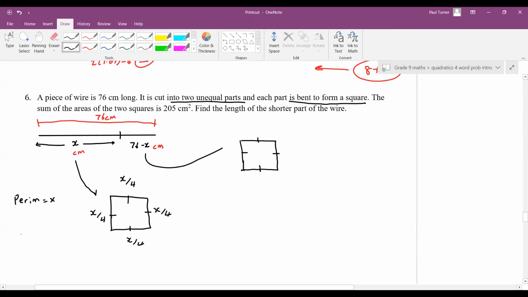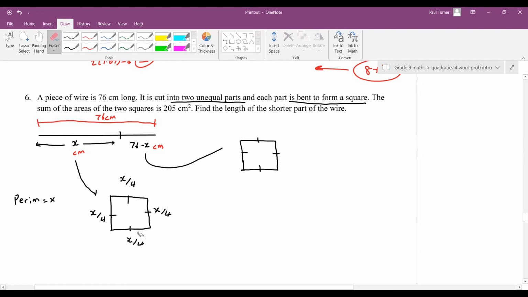We can check that. We've got X on 4 plus X on 4 plus X on 4 plus X on 4, which is 4X on 4, which is X. That's your perimeter. So we know this is okay. So if you add these 4 lengths, you'll get X, which is what we want. And we know we can do this because it's a square. Okay, if this is not a square, you couldn't do this.